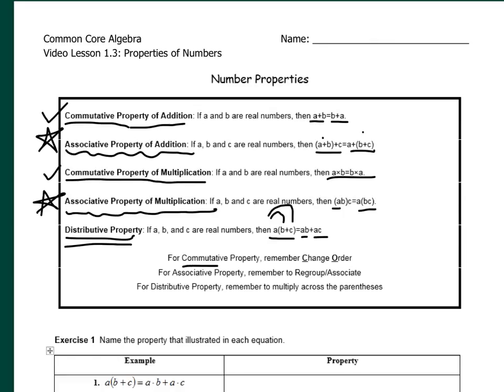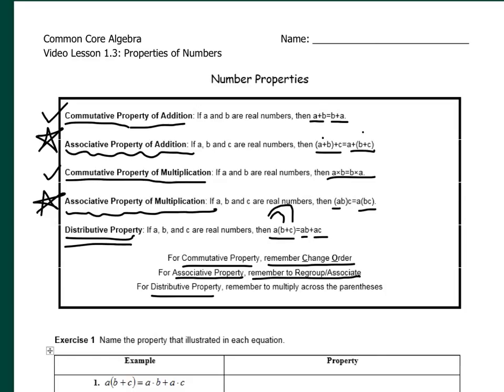So remember, the commutative property, whether it's addition or multiplication, has to do with changing the order of the numbers. The associative property of multiplication or addition has to do with regrouping, the parentheses move. And the distributive property, remember to multiply across the parentheses, meaning you have to multiply by both numbers in the parentheses. A lot of you did not do that when you used distribution on your pre-assessment. You multiplied beautifully by the first term and then kept the second term the same. Make sure you multiply by both.